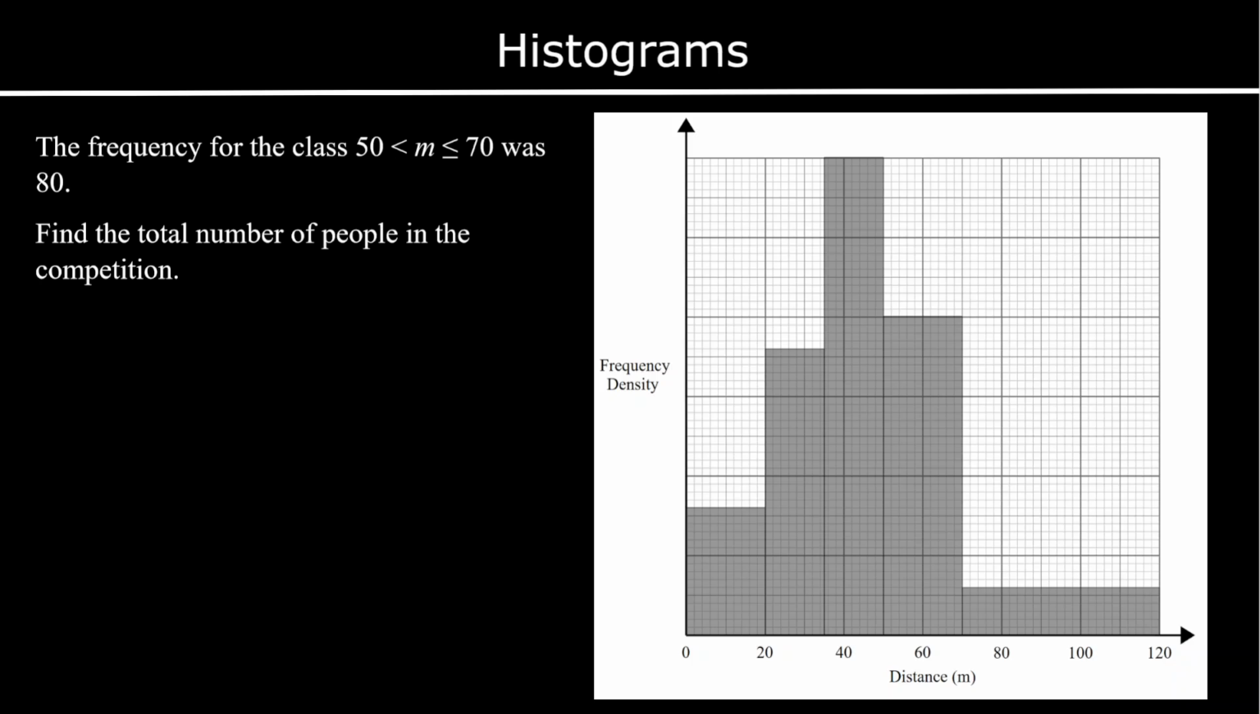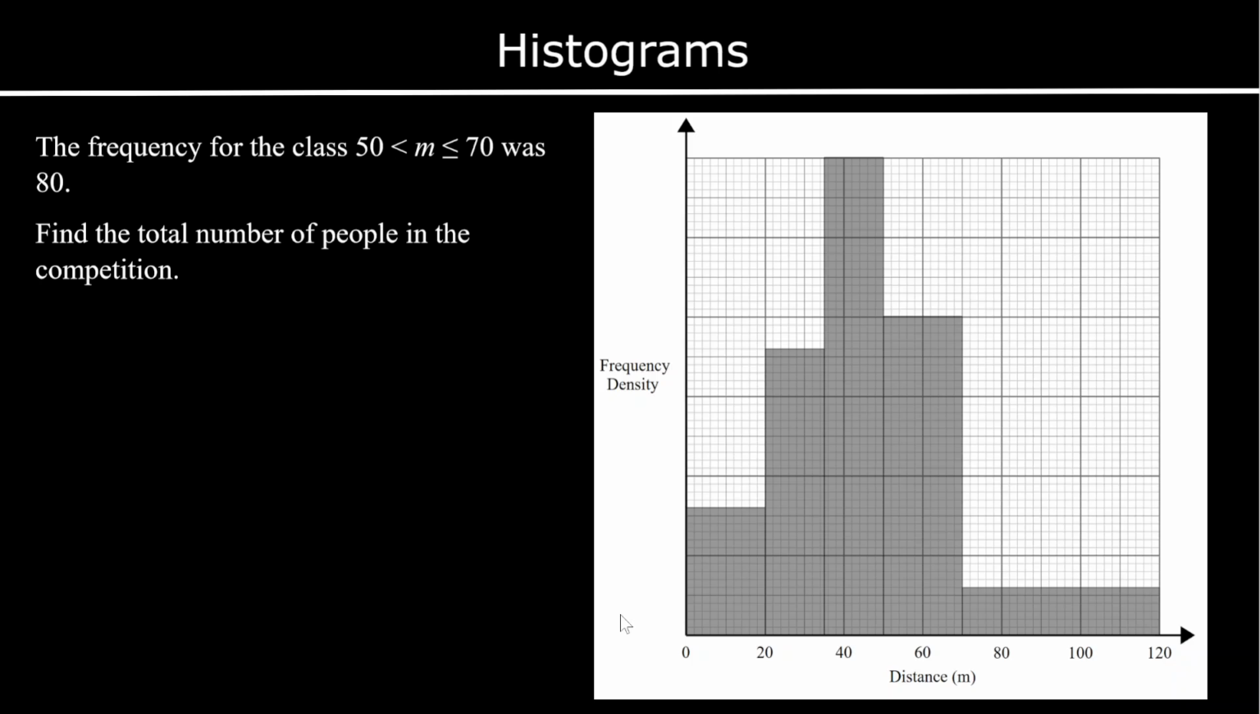So we can use the frequency to find the frequency density. And in this case, we can make sure that the area of the bar is equal to the frequency. It won't always be equal. Sometimes there can be a scale factor, but it's always going to be proportional. So the area of the bar is always going to be proportional to the frequency.